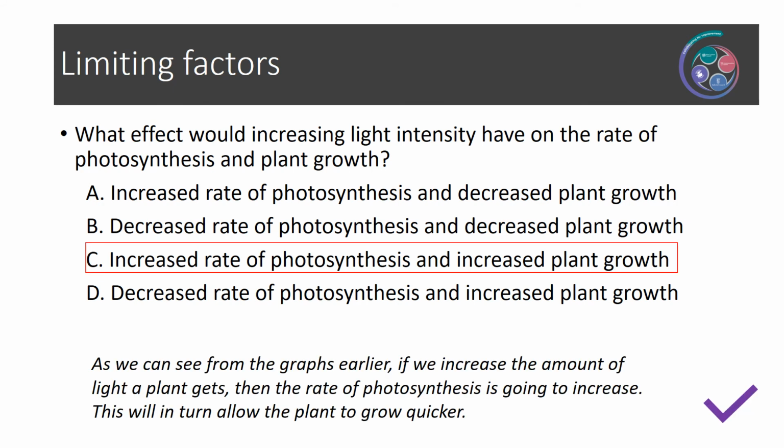Okay, so if you had closely analysed that question, you would have gotten the information of increasing light. Now, if we look back to our graph, we know that as we increased the light, the rate of photosynthesis went up. So if we increase the rate of photosynthesis, then plant growth will increase. So as we can see from the graphs earlier, if we increase the amount of light a plant gets, then the rate of photosynthesis is going to increase, and this in turn allows the plant to grow quicker.